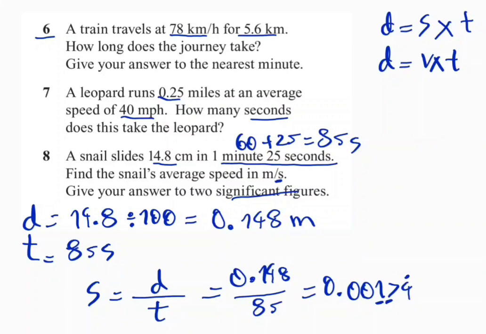And since the digit after is 4, and 4 is less than 5, when we round, that just rounds down. So we don't have any issues here. And that simply means that the final answer to two significant figures is 0.0017 meters per second.